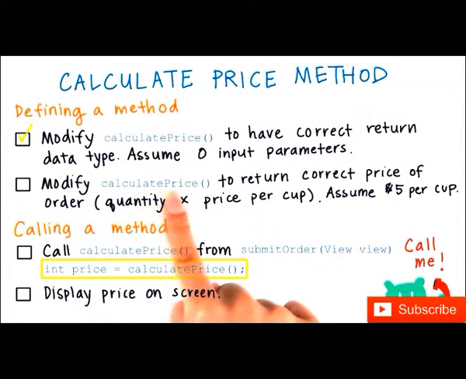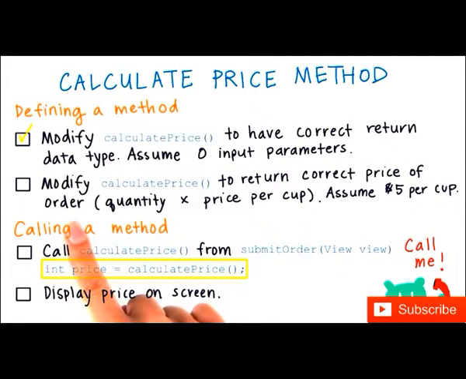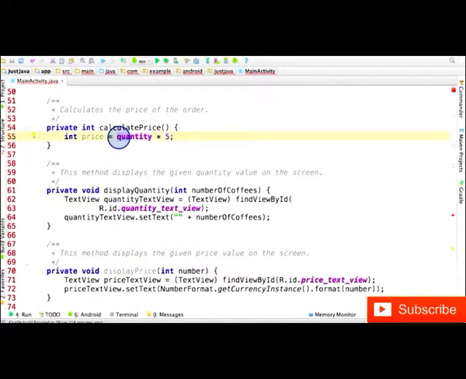Now the second task is to modify the inside of the method to make sure that we're computing the correct price of the order, and assuming $5 per cup of coffee. Inside this method, we're taking the quantity of cups ordered and multiplying it by $5 per cup of coffee. This equals the total order price, so this line of code is correct. But there's two issues that I see. The variable price is never used, and there's an error that says missing return statement. It's expecting us to return an integer, but we're not returning anything.